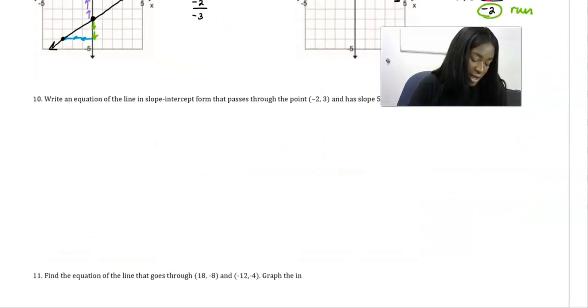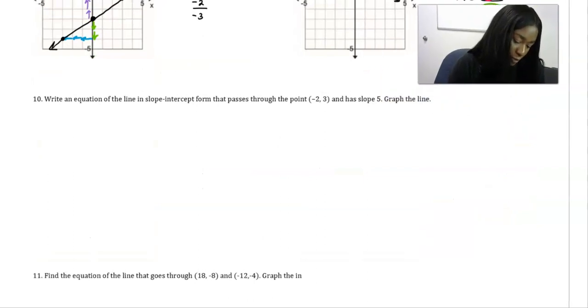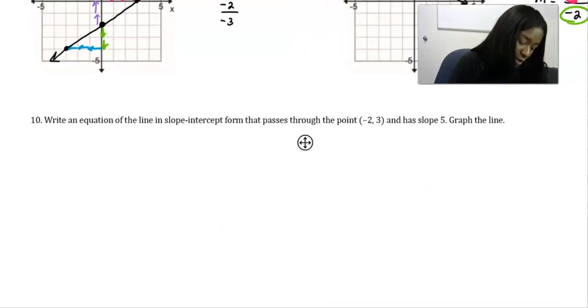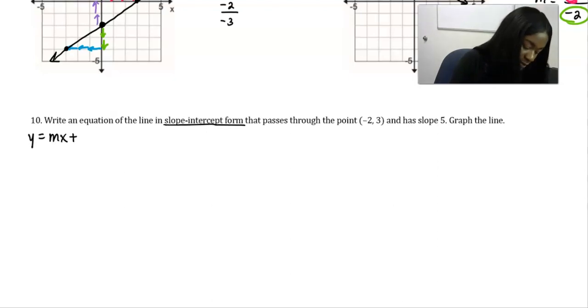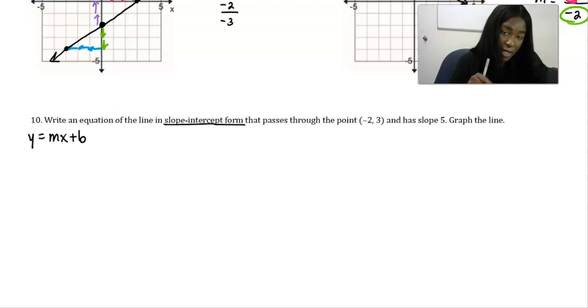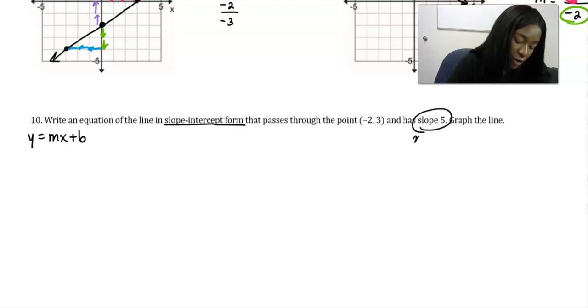Let's look at example 10. Write the equation of a line in slope-intercept form that passes through the point negative 2, 3 and has a slope of 5. So we want the line in slope-intercept form. That means that our answer needs to be y is equal to mx plus b, and we need to find m and b. Well, we already have m. They told us the slope is 5, so I know that m is equal to 5.